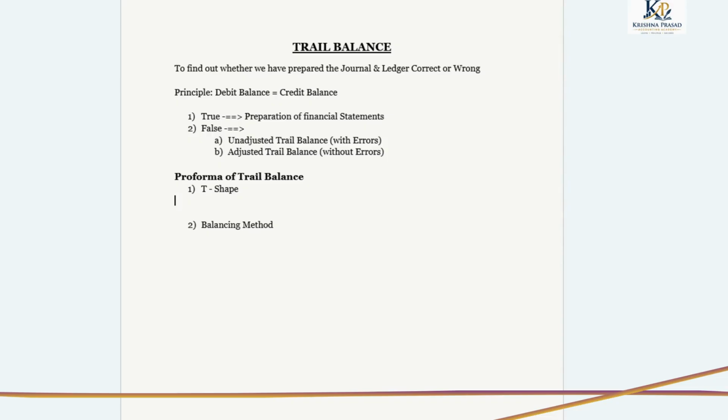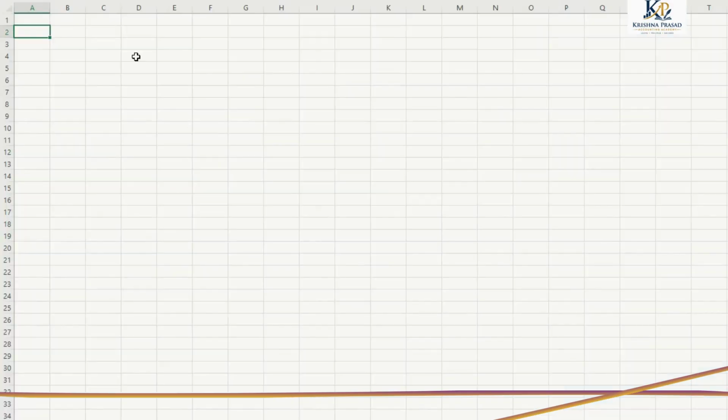As I already mentioned with the T shape, right? Coming to here, first we'll have the account. So trial balance is not a book, it's a statement.